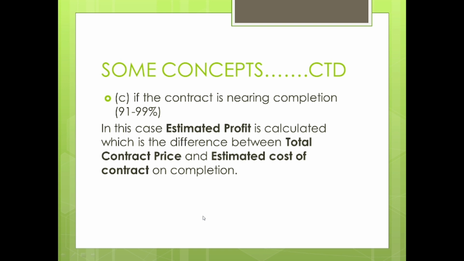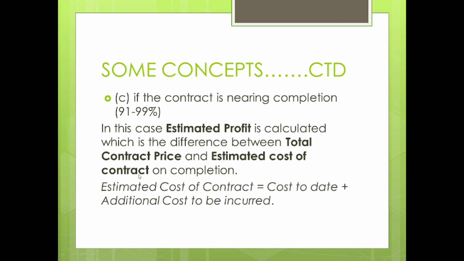How much is the expenditure incurred so far and how much more will be incurred in the course of time. He will be able to tell very accurately, or nearly accurately. So he will find something called estimated profit. So what is estimated profit? Total contract price minus estimated cost of contract.